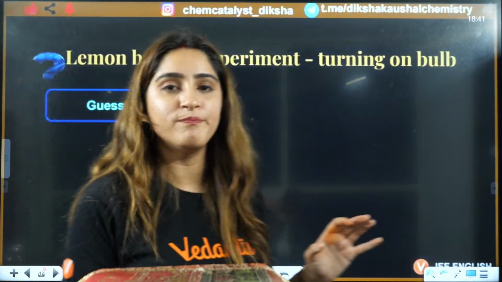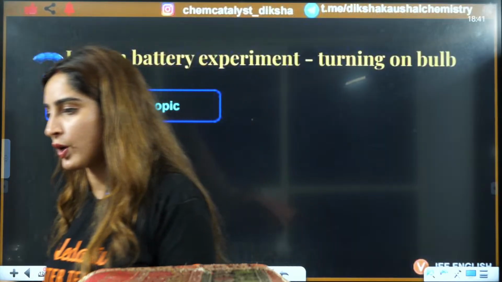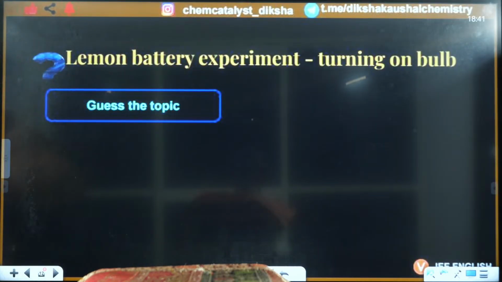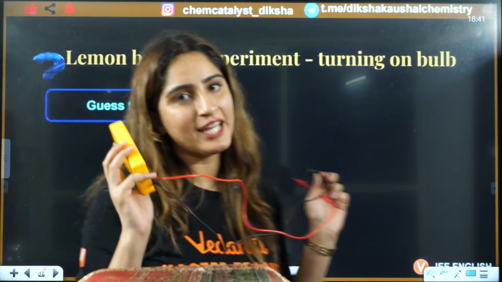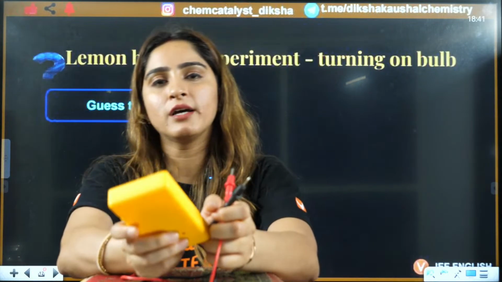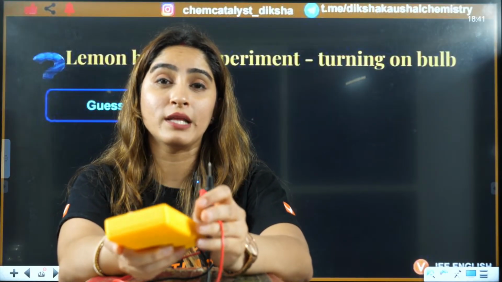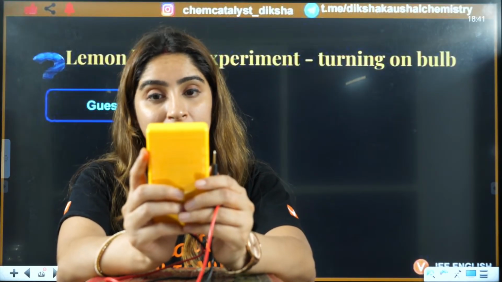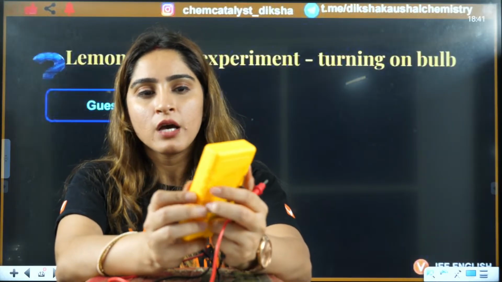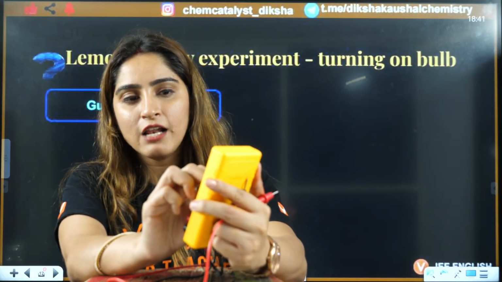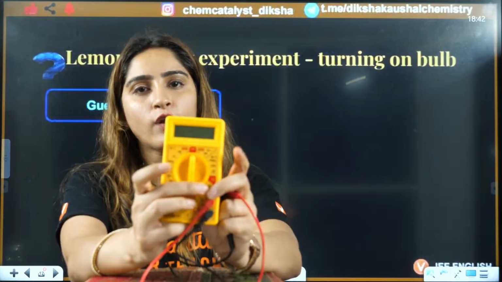Now, one of the best experiments, right, for today, that is the lemon battery experiment. Let's do this. Okay, let's do this. Firstly, I'll just pick out the battery. Beta, this is a multimeter. In this multimeter, you can see the voltage, current, right? Whatever you want to see. So here I'll fix the voltage. Currently it is at off. Okay.